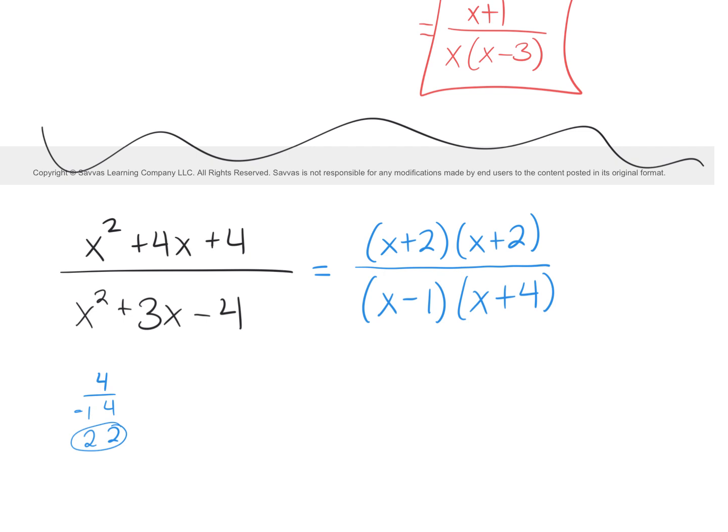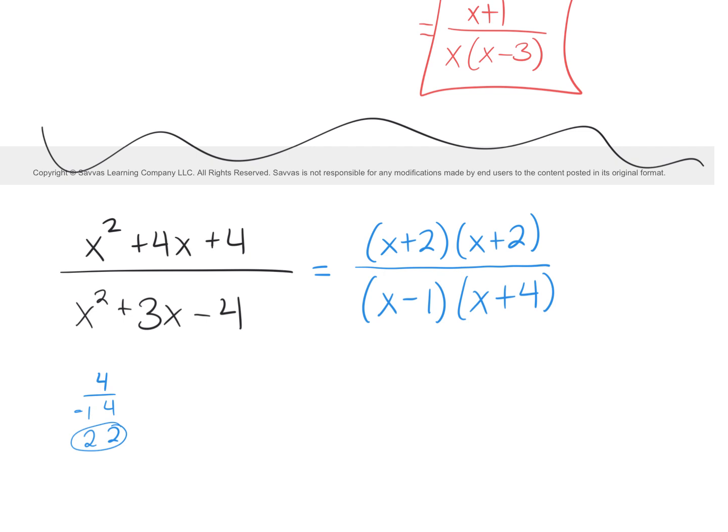I'm going to ask you something. Why can I not do this? It's on the same row. Because they're on the same row, okay? Remember, we can only cancel out top to bottom, okay? So I cannot cancel out the x plus 2's. Can I cancel anything out?